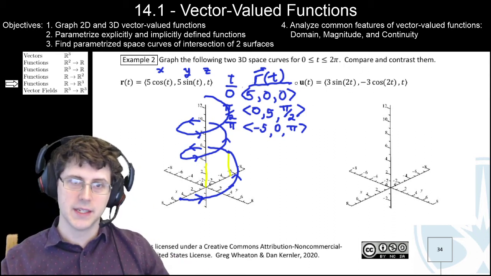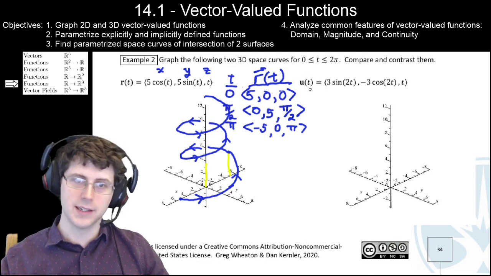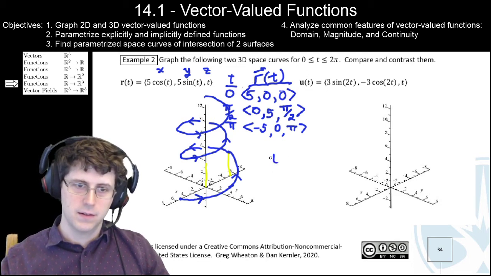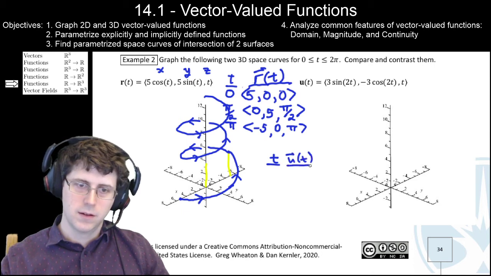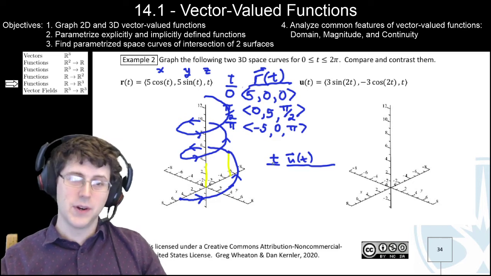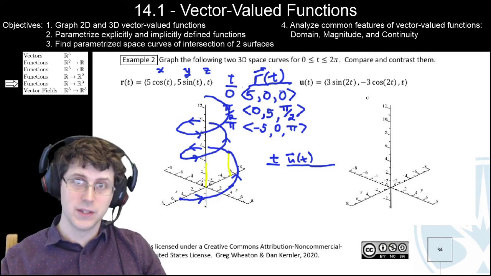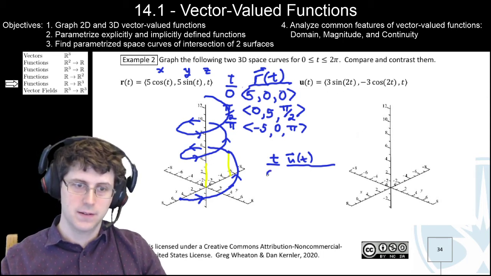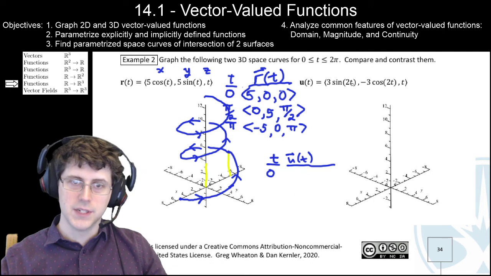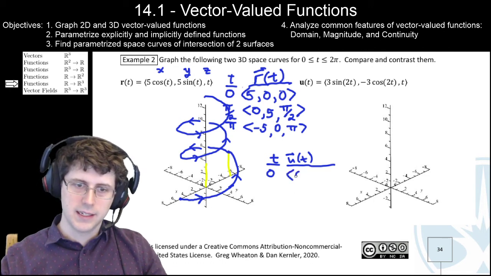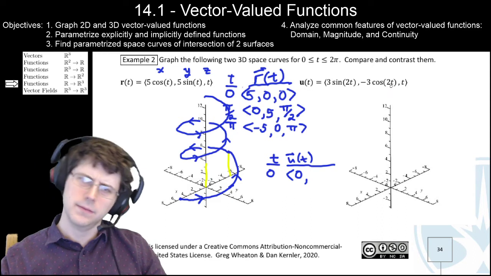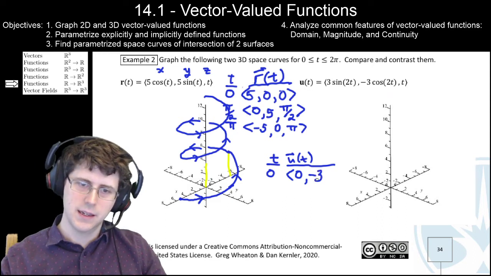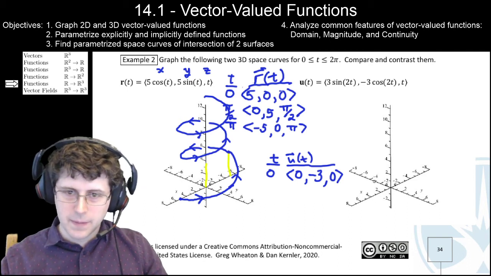Let's try the second one. This is u of t. You can call the vector whatever you want. It doesn't have to be r. What will I do? I'm going to plug t into the x component, the y component, and the z component, but we're thinking of this as one function. So plug in 0 for t. I get x is 0, y is minus 3, and z is 0. And that's a point I can plot.